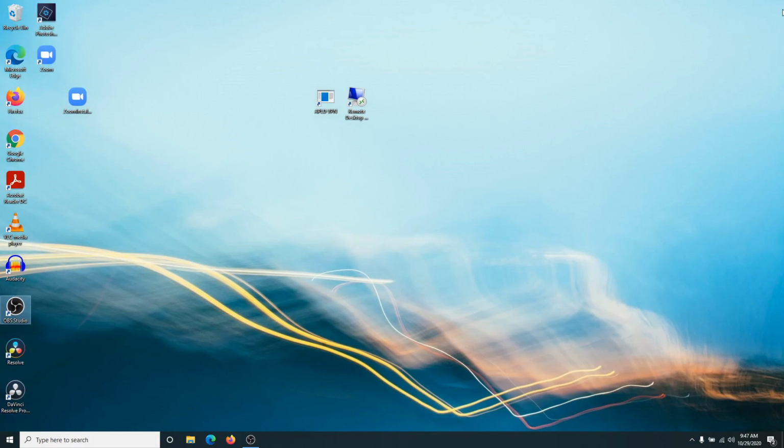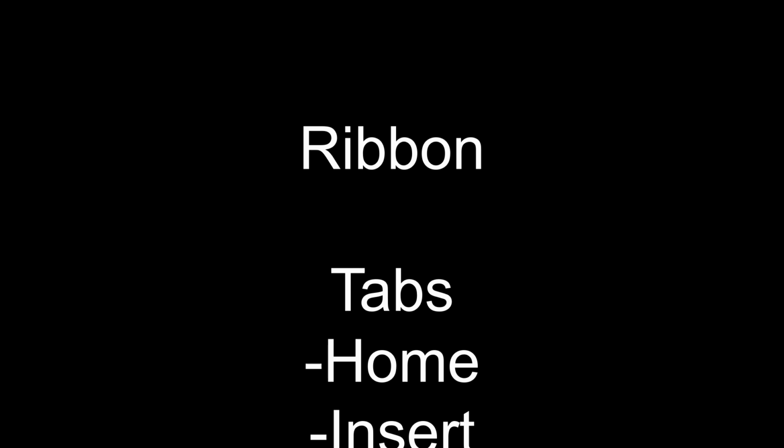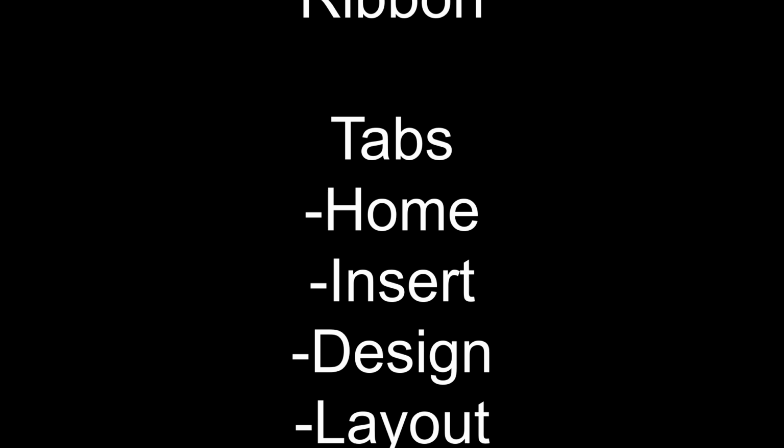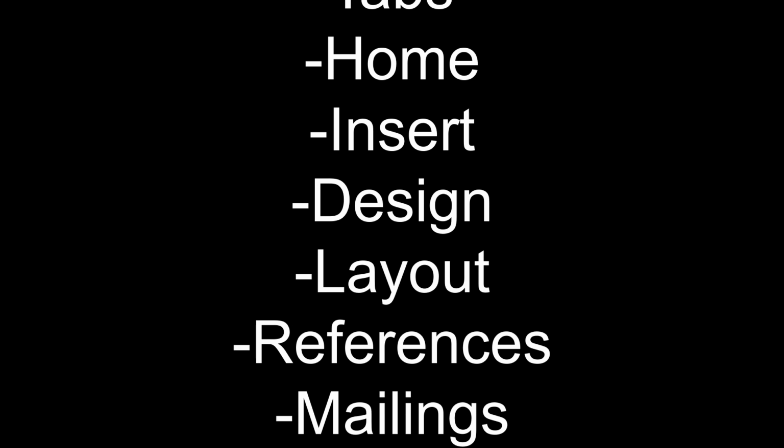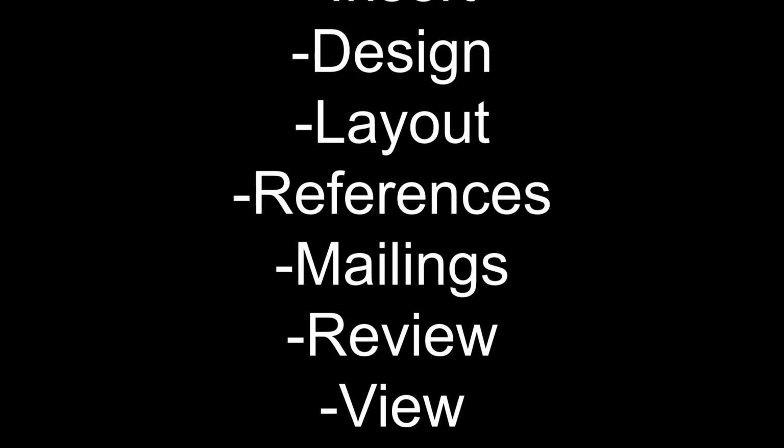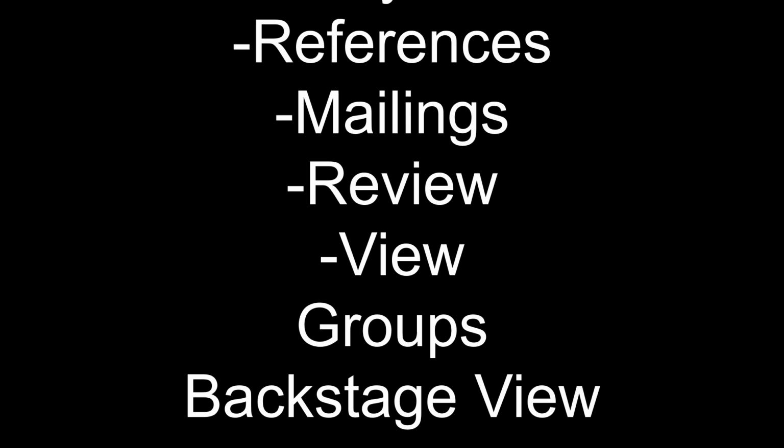And that's it for the basic tour of Microsoft Word 2016. The summary of today's lesson is that we took a tour of Microsoft Word 2016. We looked at the ribbon. We looked at the different tabs, the Home tab, the Insert tab, the Design tab, Layout tab, References tab, Mailings tab, Review tab, and View tab. We also looked at the groups inside those tabs. We looked at the Backstage view, which is also the File tab.